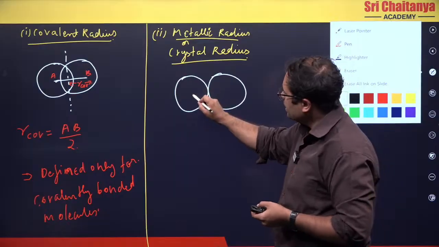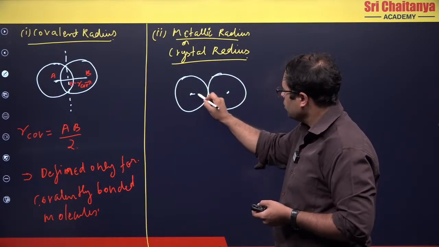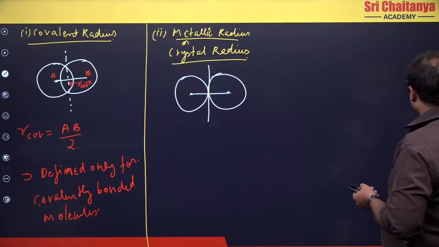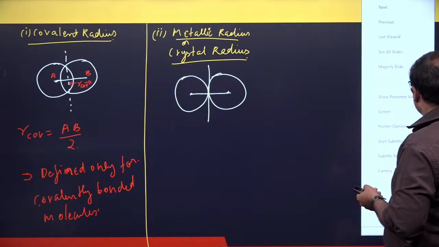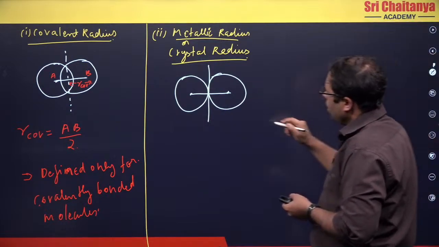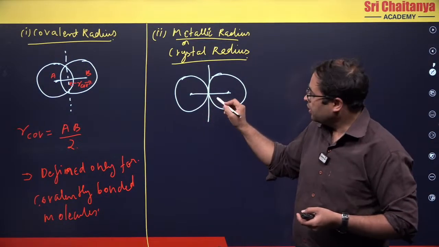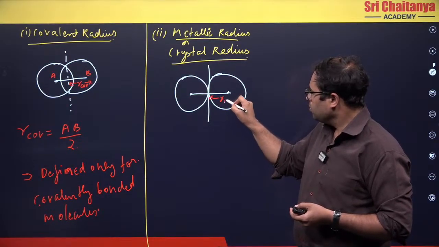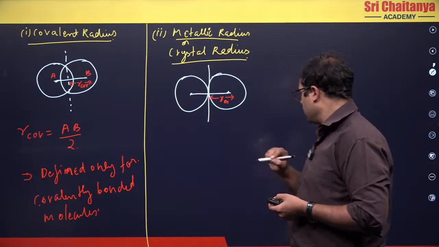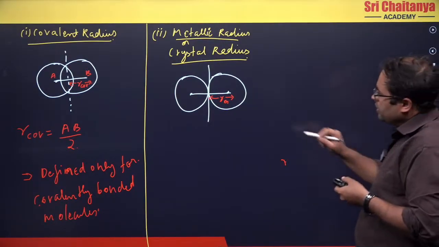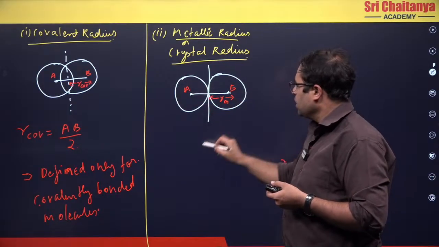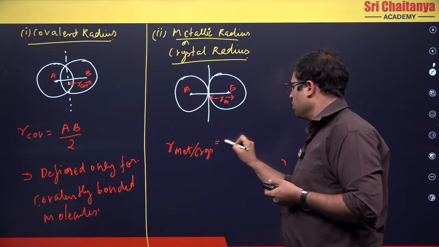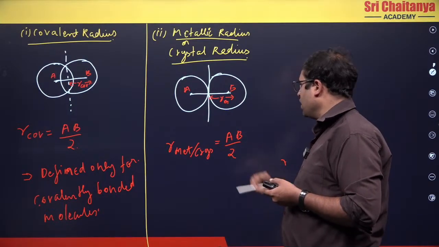Now again I will mark their centers, draw a line, and half of that is called R metallic. So if this is A, again this is B, the R metallic or crystal will be AB by 2 again.